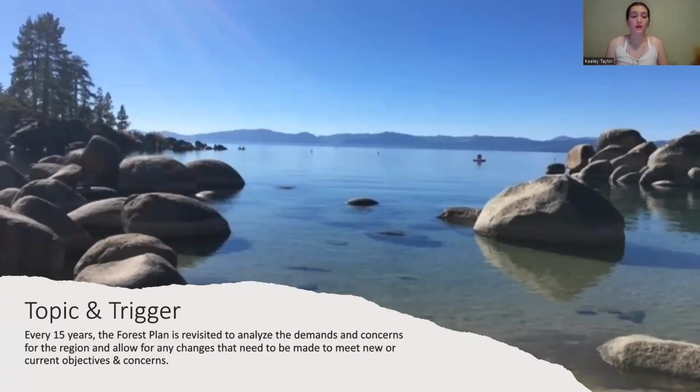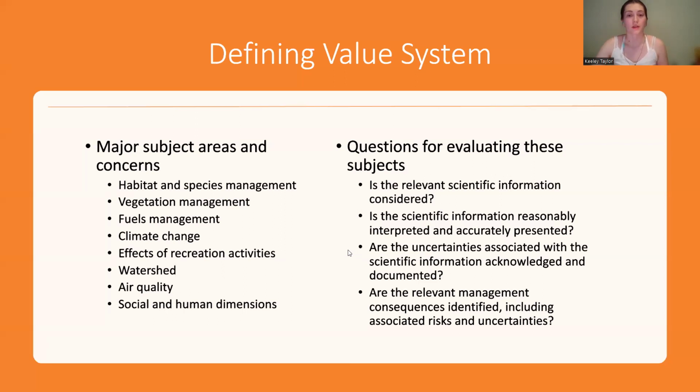And so this is triggered by the forest plan needing to be revisited at least every 15 years to analyze the demands and concerns of the region, as well as make any changes to meet new and current concerns and objectives. The forest plan is just a set of guidelines and constraints for moving forward. It does not allow for projects and activities to go on further. And so this is our defining value system. So looking at different types of management, resiliency factors, recreation activity effects, watershed, air quality, and social human dimensions.